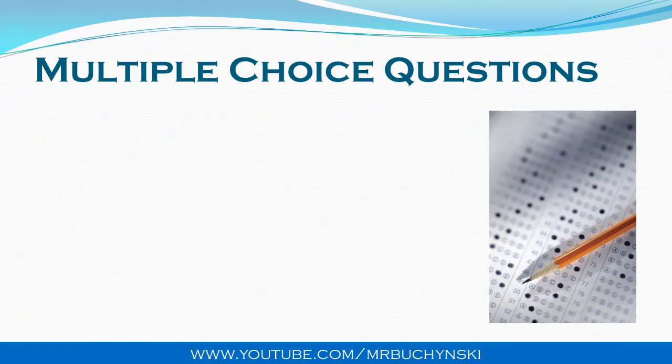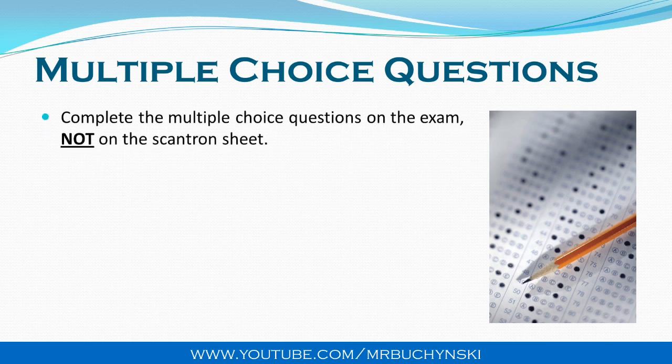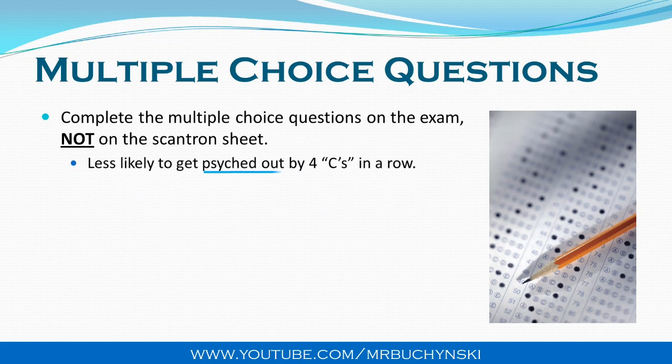My first piece of advice to you when writing a multiple choice test would be to complete the multiple choice questions on the exam, not on the scantron sheet. And the reason I ask you this is because you're less likely to be psyched out by 4 C's in a row. We've all been there where we see 4 C's in a row and we're like, oh, the next one can't actually be C. But if we do it on the exam, we're less likely to be psyched out by that kind of thing.